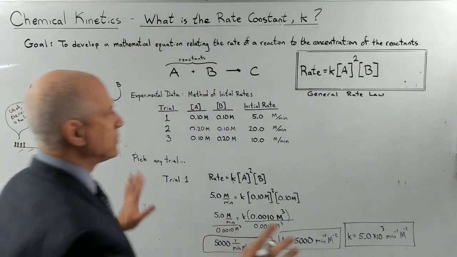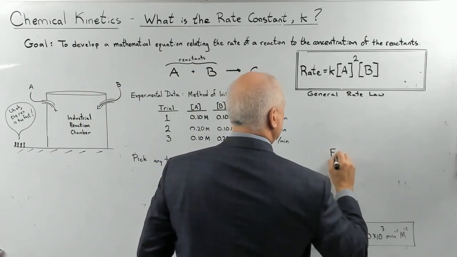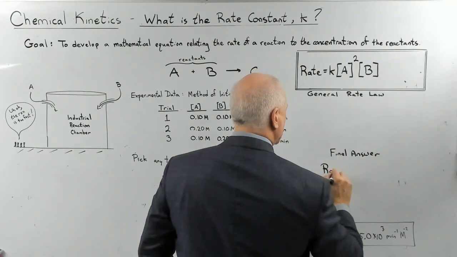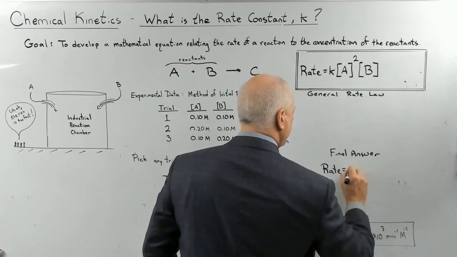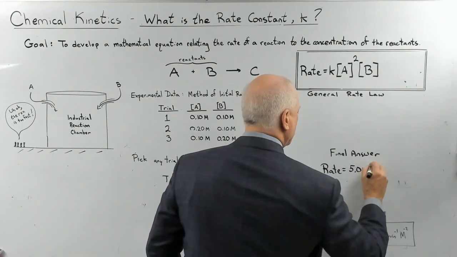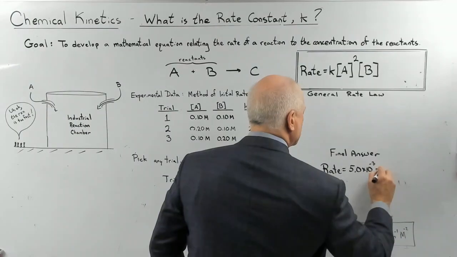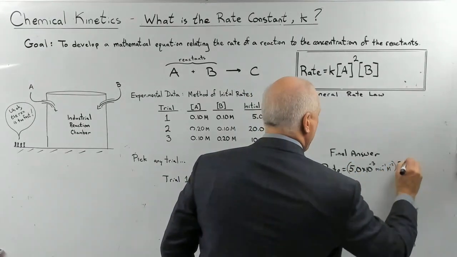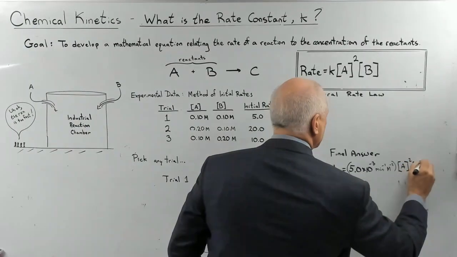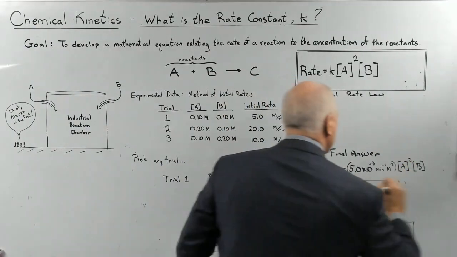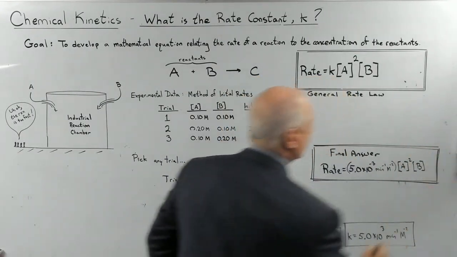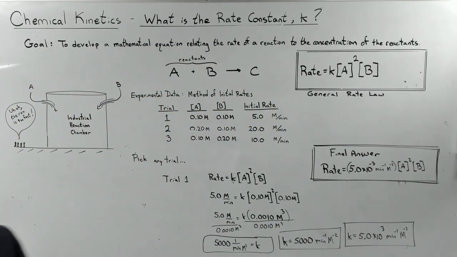So our final rate law equation is that the rate of the reaction is equal to 5.0 times 10 to the third minutes to the -1, molarity to the -2, times the concentration of A to the second power times the concentration of B to the first power. This is our final answer for the rate law equation for this hypothetical reaction.